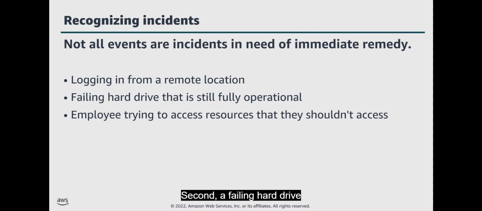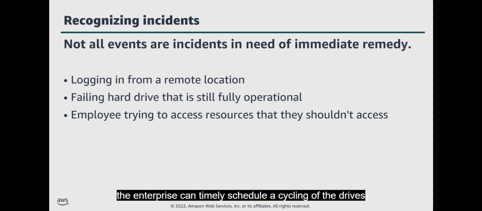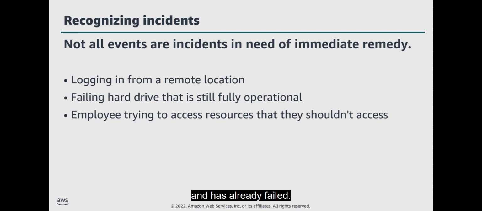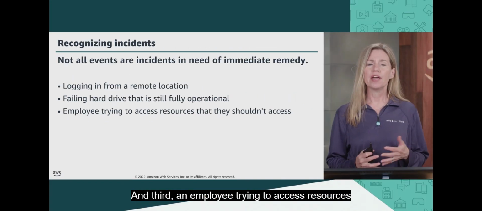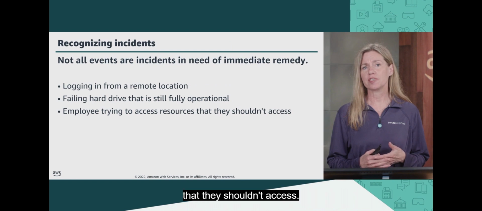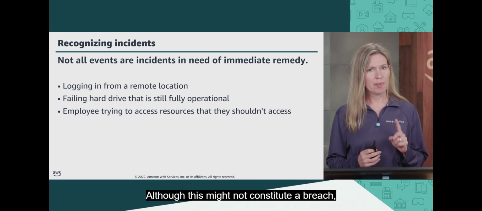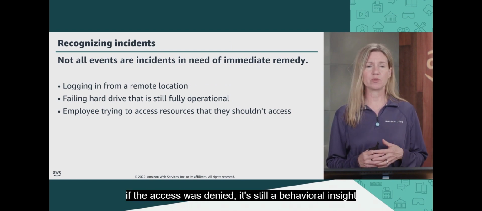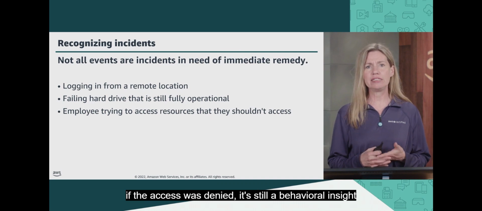Second, a failing hard drive that is still fully operational. If the drive is still operational, the enterprise can timely schedule a cycling of the drives without panicking or hot swapping when it's too late and has already failed. Hot swapping is the act of removing components from or plugging them into a computer system while the power remains switched on. Third, an employee trying to access resources that they shouldn't access. Although this might not constitute a breach if the access was denied, it's still a behavioral insight that you should monitor.